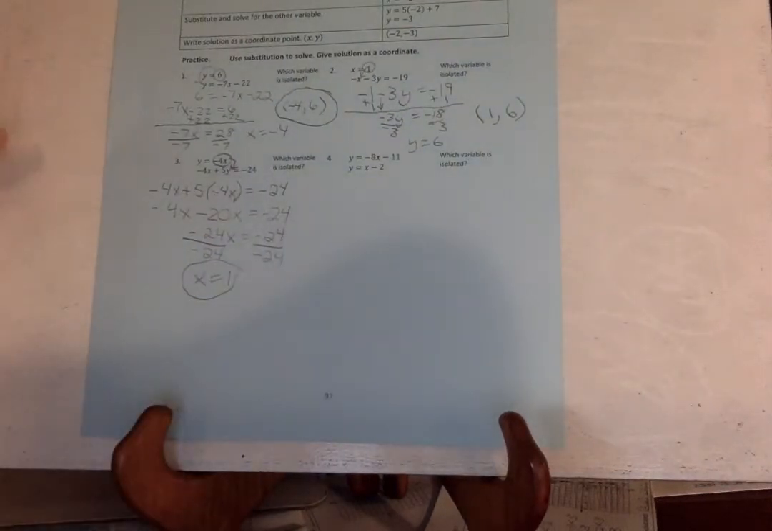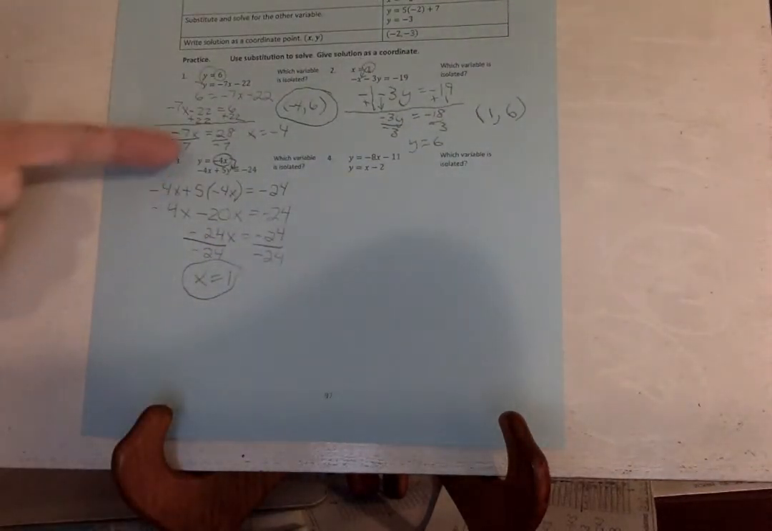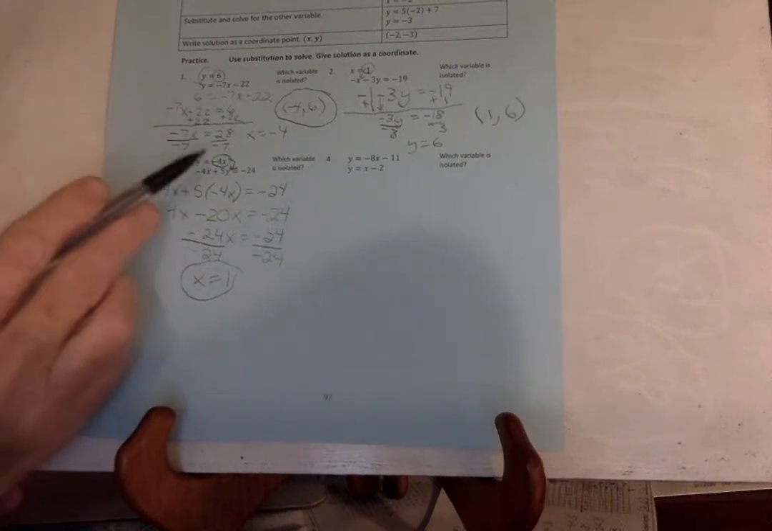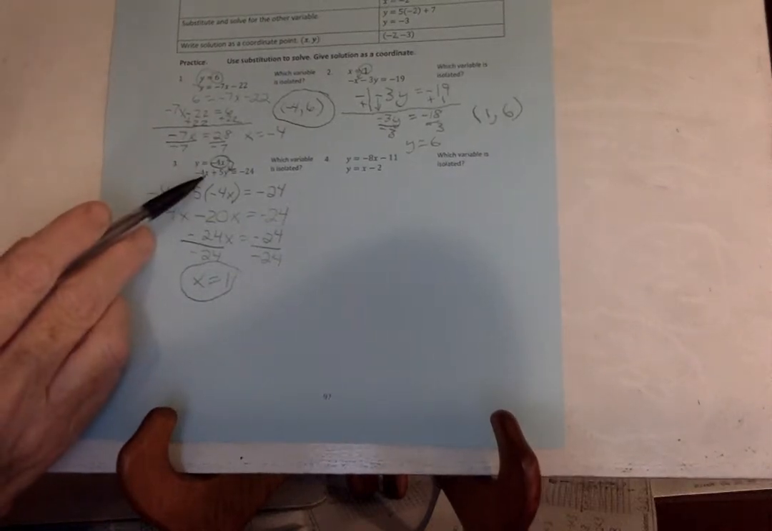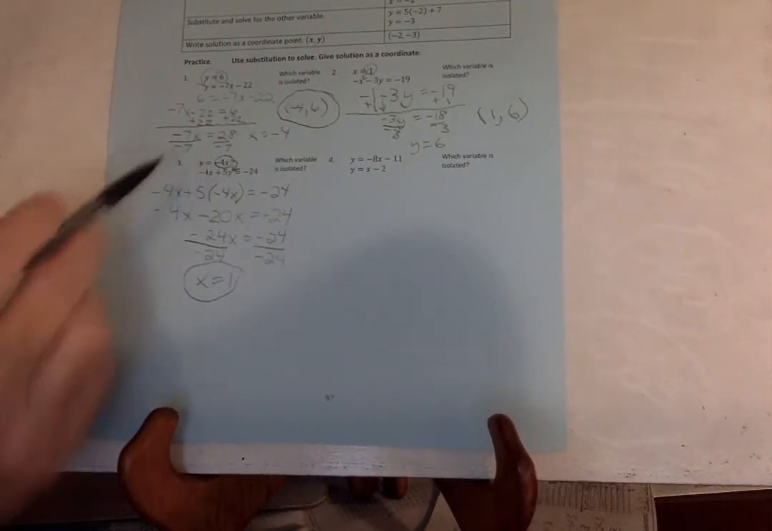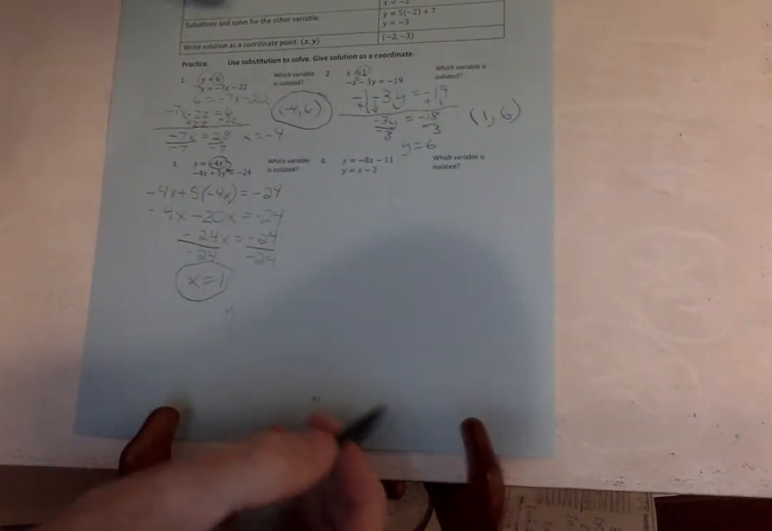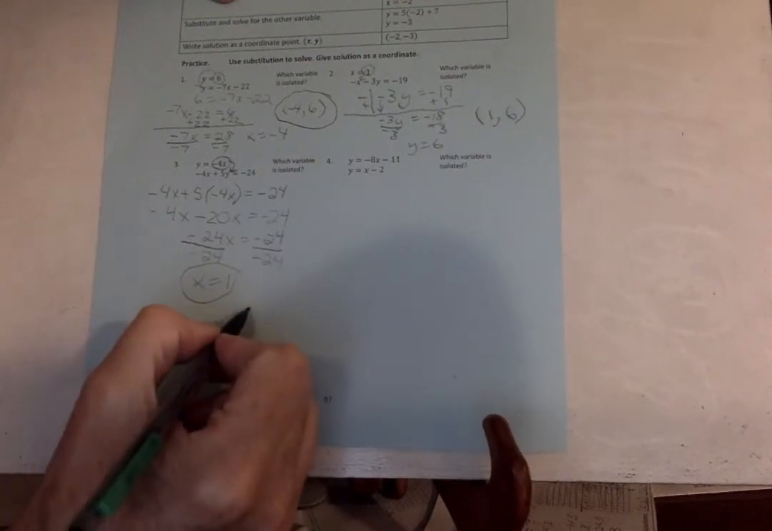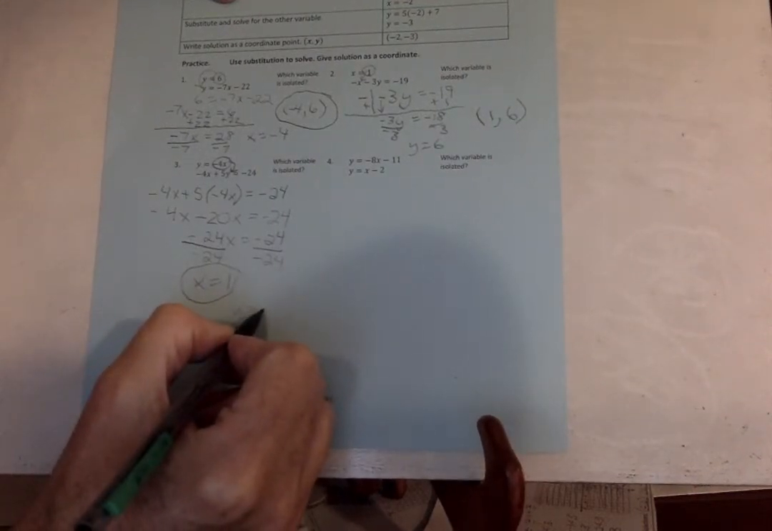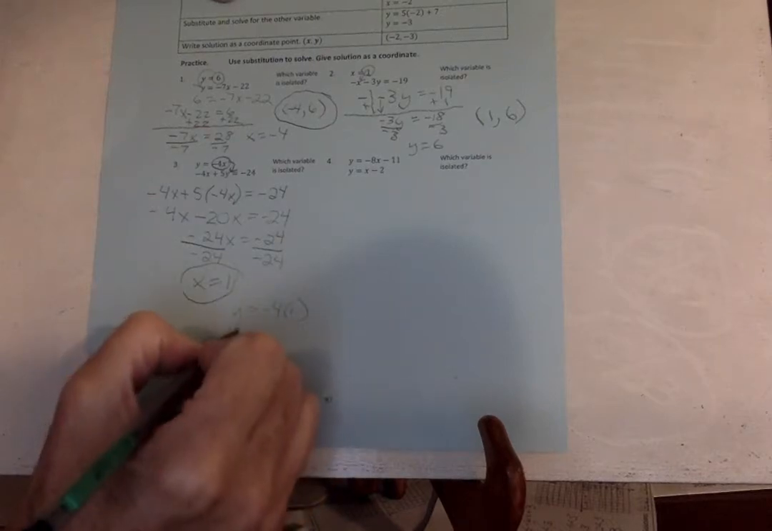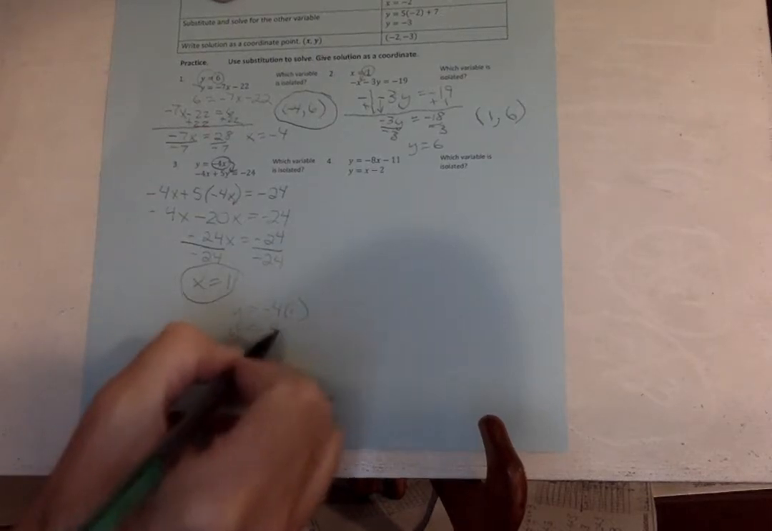Okay, so now we have to plug 1 back into either of these. Now for me, it looks like the top one would be easier to plug in your 1 value. I could put 1 in for x here, or I could put it in here. And it's easier to solve for it right there. So if we say y equals negative 4 times 1, y equals negative 4.